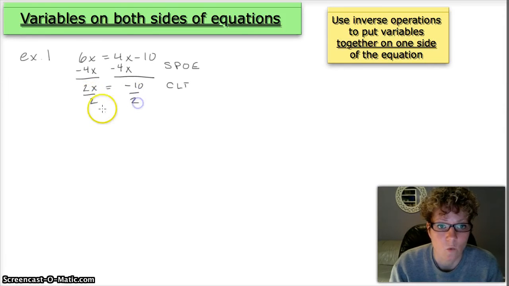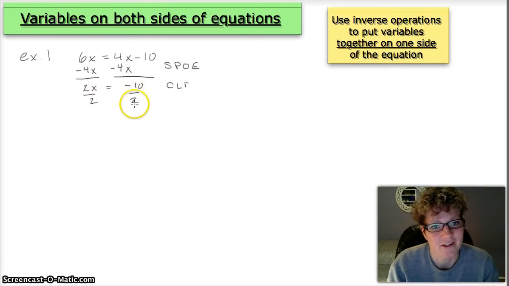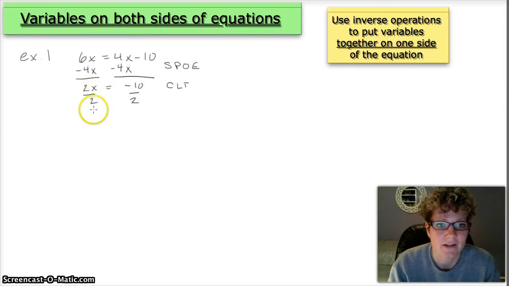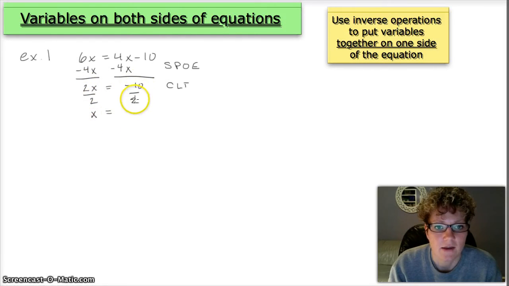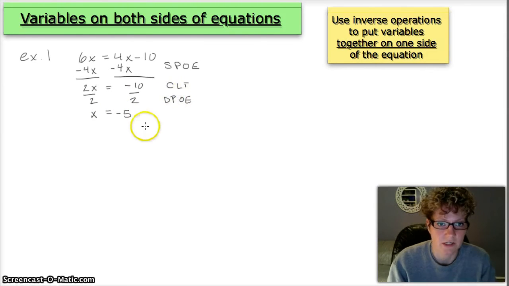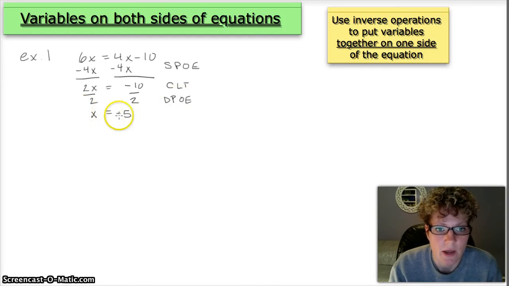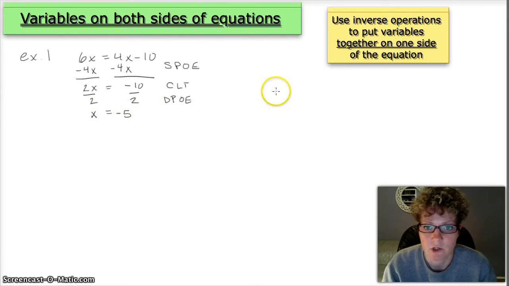If I divide one side of the equation, I have to divide on the other side of the equation. So 2x divided by 2 is x, because 2 over 2 is 1. And negative 10 divided by 2 is negative 5. So negative 5 is my solution. Don't forget, I used the division property of equality. So I used it, DPOE, as we call it. So x equals negative 5 should be my solution.